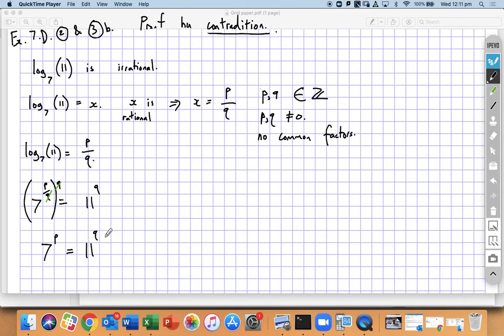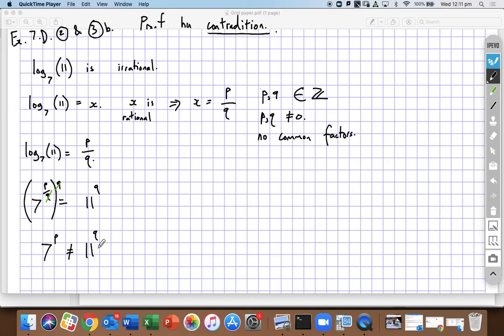Now this is a contradiction as well, but it's going to take a little bit more thought, and it actually rests on the fact that 7 and 11 are prime numbers. So this is a contradiction. This cannot be true.